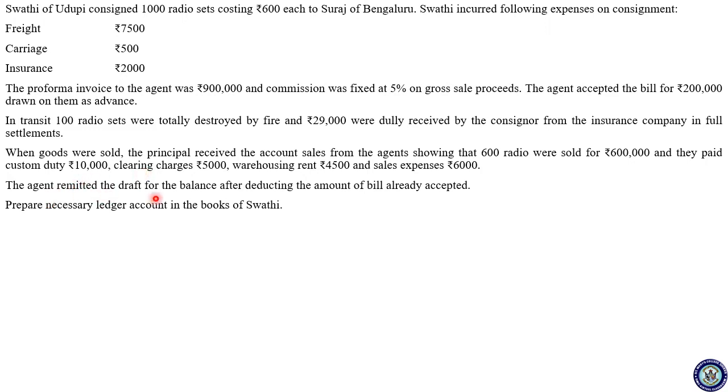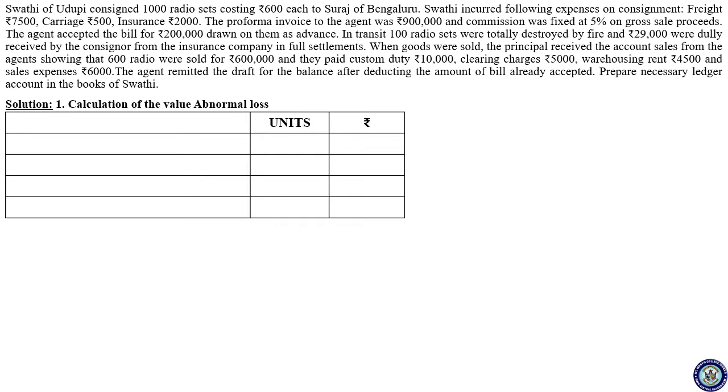The agent remitted the draft for the balance after deducting the amount of bill already accepted. It is nothing but the balancing figure what the consignee has to pay to the consigner, that was remitted by the agent. Agent means, sorry, consignee. Prepare necessary ledger accounts in the books of Swati. Swati means consigner. Okay, so first we'll calculate what is the abnormal loss value. Now you have to calculate this, just 2 minutes. Okay, do it fast.